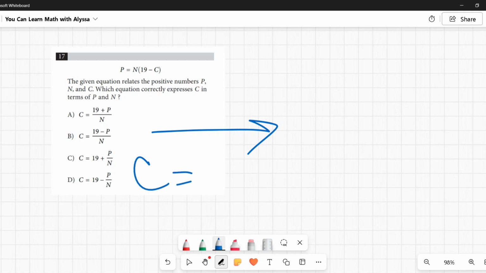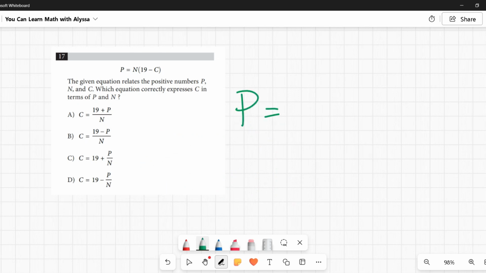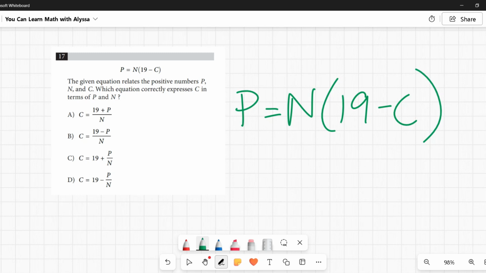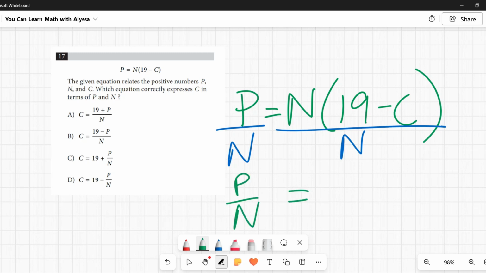In this case, it's c. So we want the p, and we want the n, and anything else over here on the right-hand side. We've got p equals n times 19 minus c. I want c by itself, so I want to undo what's been done to c. We have this 19 minus c, and n is being multiplied by it. I'm going to divide everything by n first to get rid of it. I'm going to divide the left by n as well. So now I've got p divided by n on the left, and 19 minus c on the right.